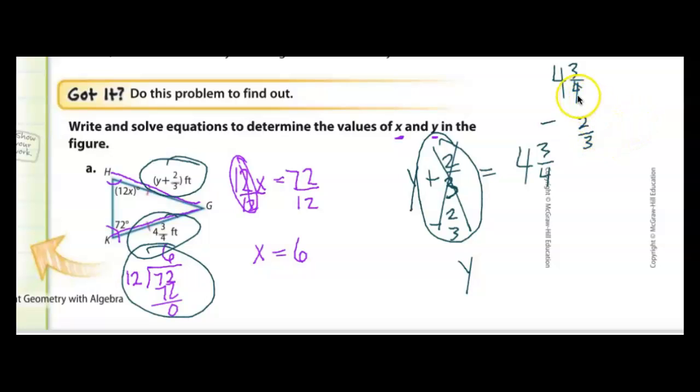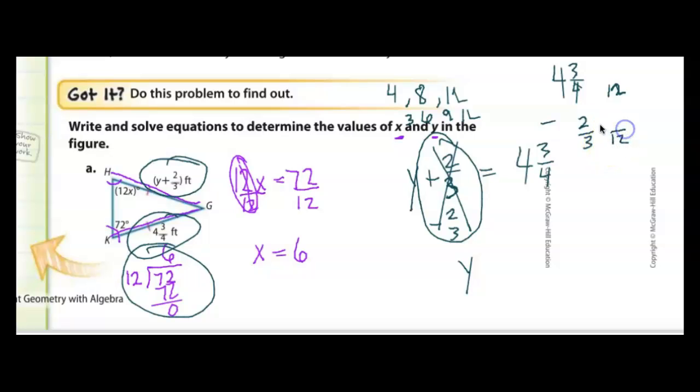All right. So now we have to figure out what is a common denominator, a common multiple of 4 and 3. Okay? All right, so 4, 8, 12, that's a 12. And then we have 3, 6, 9, 12. So 3 times 4, 12. That's a 12. Okay, 4 times 3, 12.